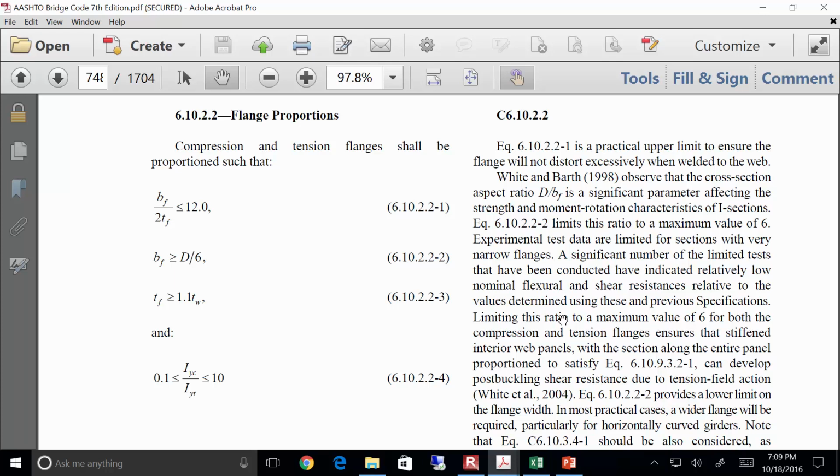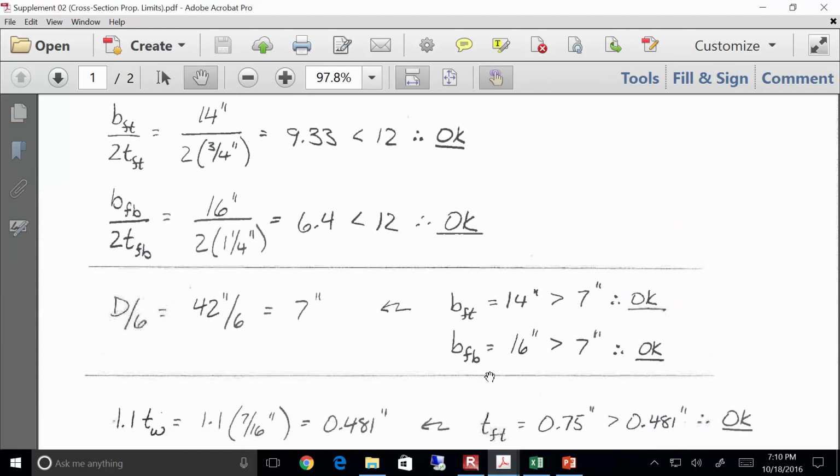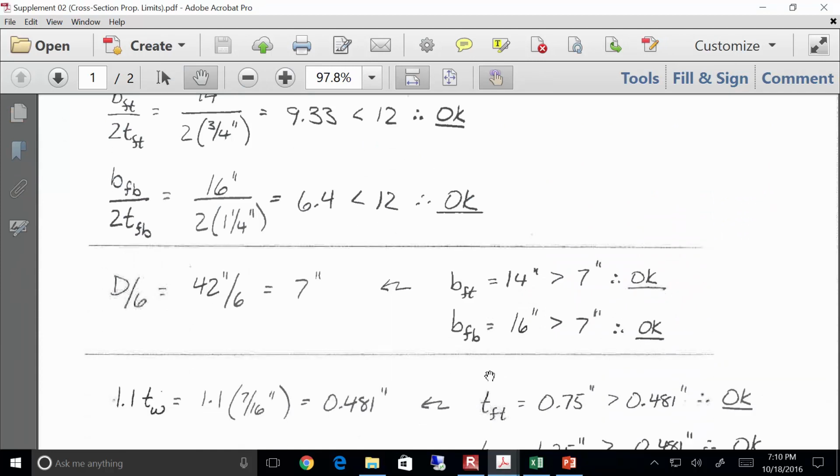And you want girders to have a significant amount of ductility. This comes from a whole bunch of tests on I-beams that found that that ratio ensures good moment rotation behavior. So we just ensure that our beams meet this limit. So the flange width has to be greater than or equal to D over 6. D over 6 is 42 over 6, which is 7 inches. And both flanges are larger than that. This flange is 14 inches. This flange is 16 inches. So we're good. Make sense?